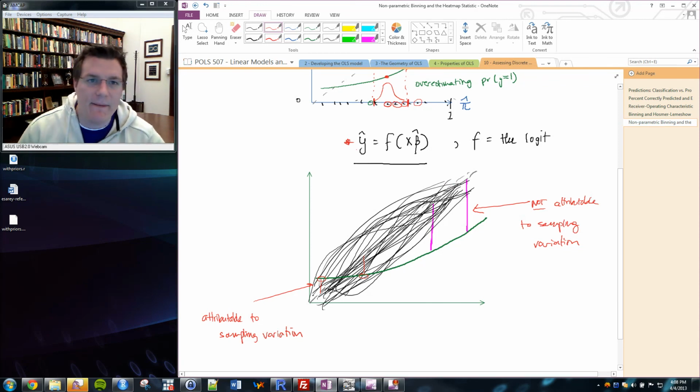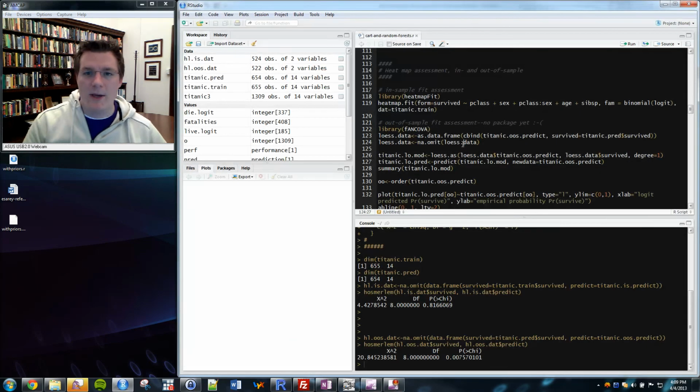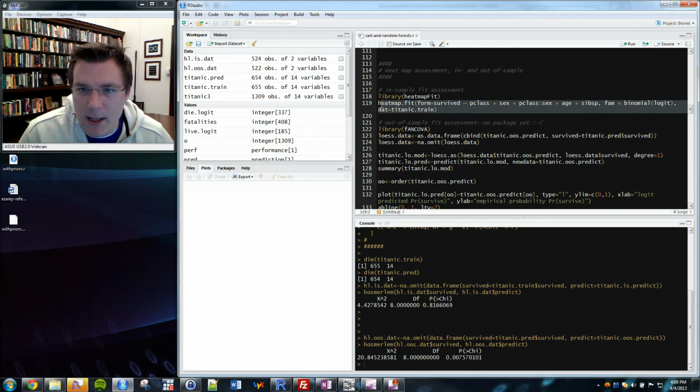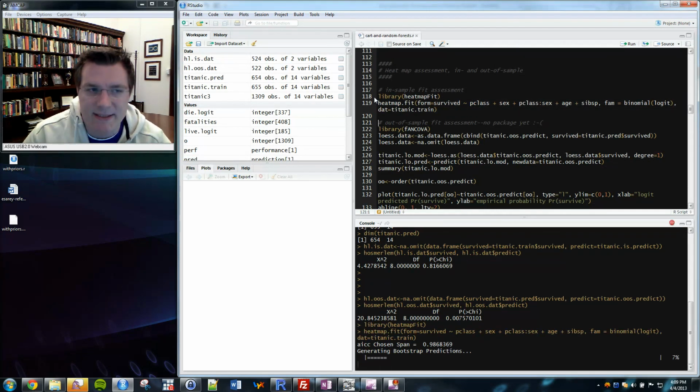So what our Heatmap fit package does is to generate this plot complete with bootstrap samples for assessment of whether a gap is attributable to sampling variation for a data set. So let's take a look at what this would look like on our Titanic data set. Okay, so here's the Heatmap fit function, and I'm going to let this go for a while because it takes time to do these bootstrap replicants.